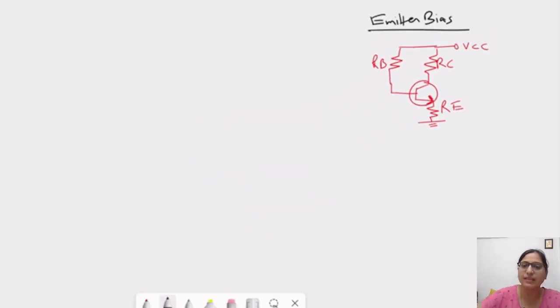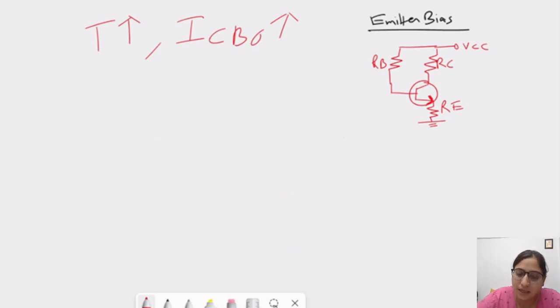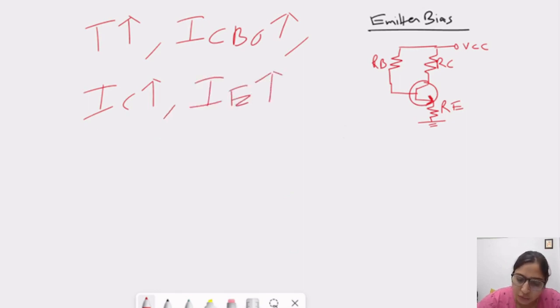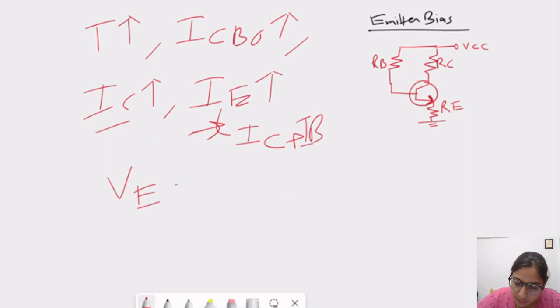Before we discuss this, we will discuss a few simple terms, which is nothing but the effect of temperature. What is happening when temperature is increased? When temperature is increasing, the leakage current, which is nothing but ICBO, will increase. And if this ICBO or leakage current will increase, it means the IC current will also increase. If IC current will increase, it means IE current will also increase. Why so? Because emitter current is nothing but collector current plus base current. So if IC is increasing, IE is also increased. If this IE is increased, the voltage drop, which is VE, which is IERE, will also increase.